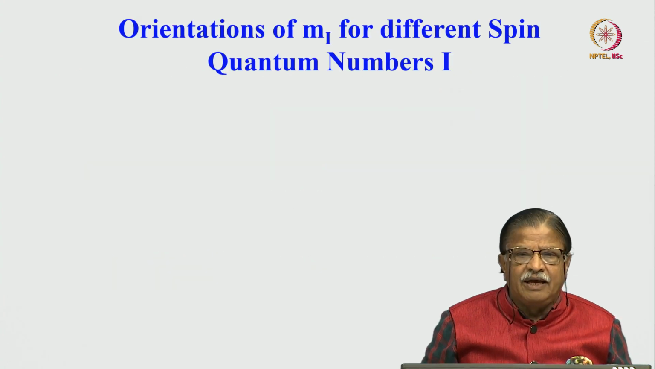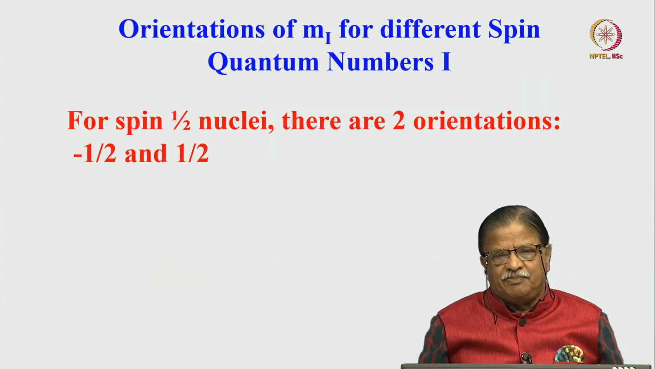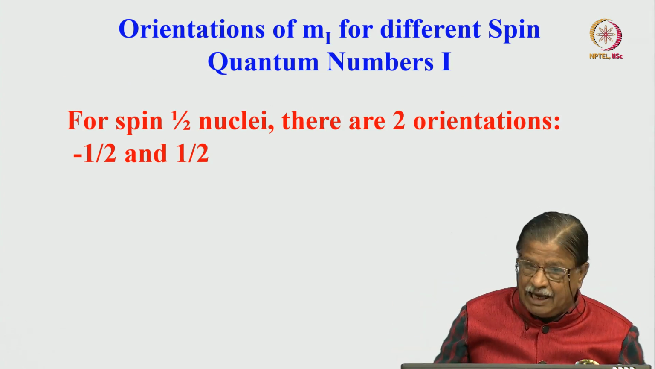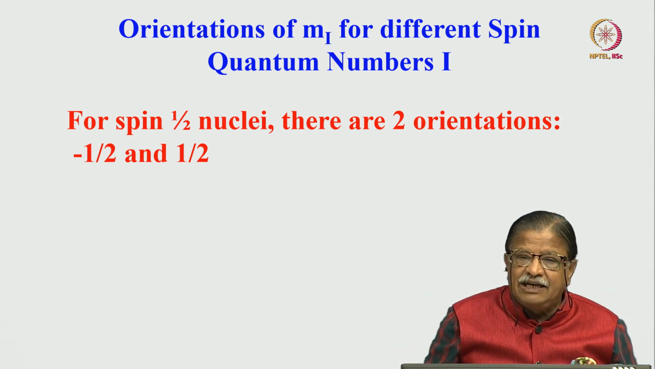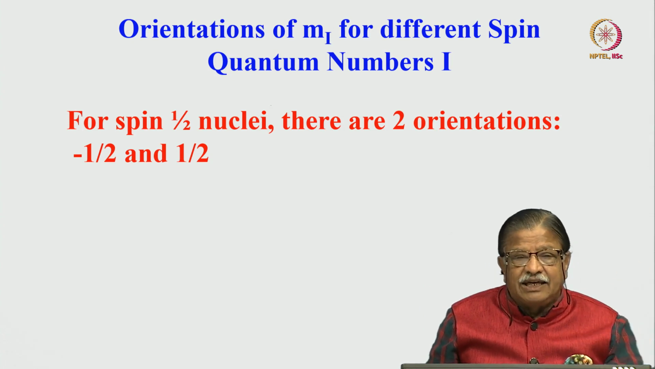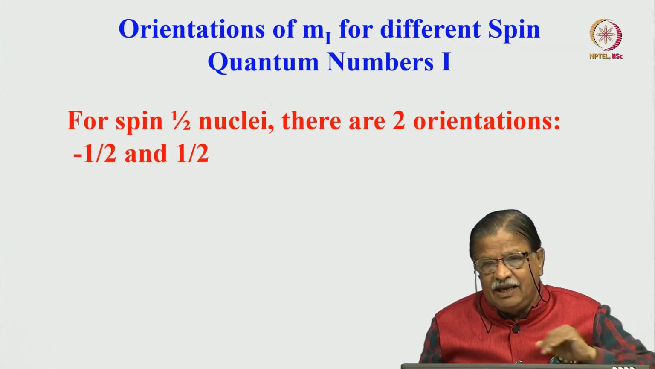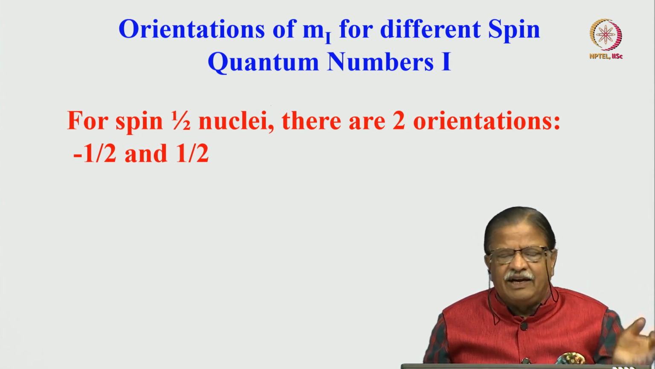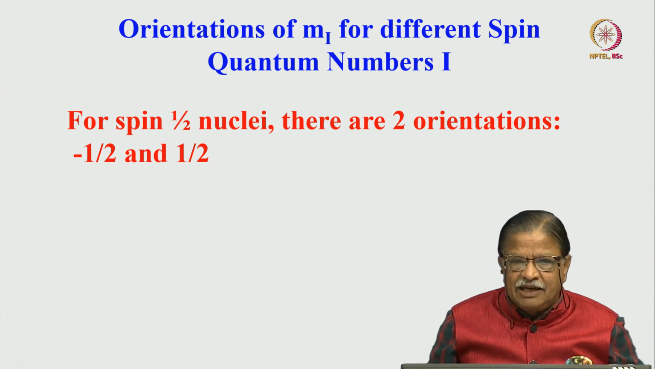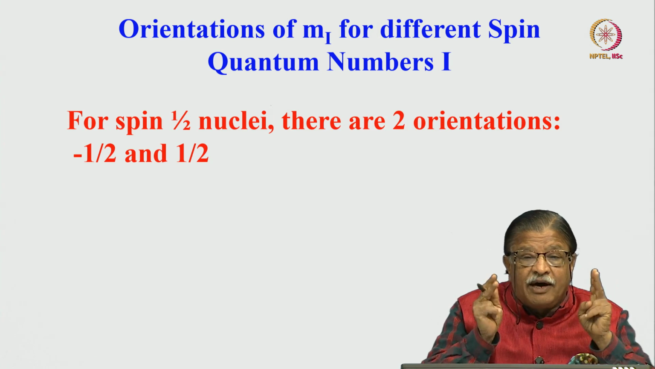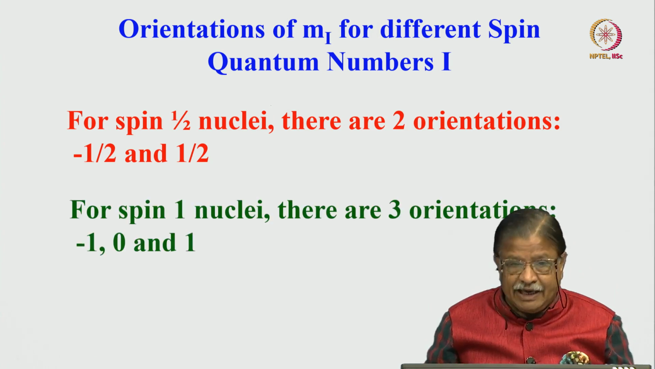For example, I consider spin half nuclei. That is what we are going to deal with most of the time. As I said, there are 2 possible orientations because it takes the value from minus I to plus I. If I is equal to half, it is minus half, then add 1 and it will become plus half. So that means spin half nuclei have only 2 possible orientations.